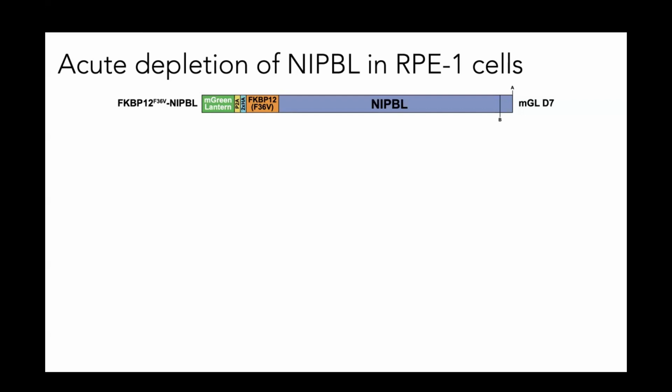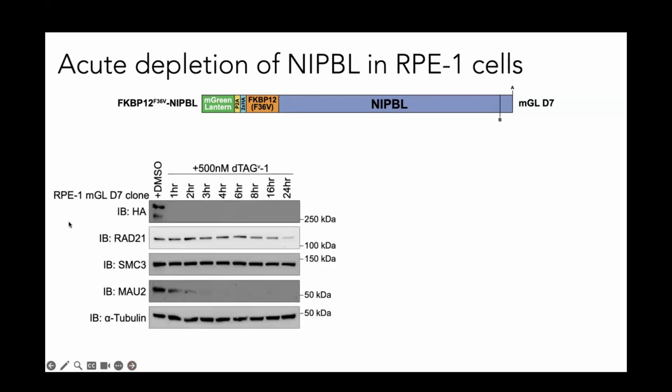And so we put these FKBP12 degron tags onto NIPBL, and what this allows us to do, in just cycling cells, is add these small molecules, in this case DTAG V1, and this will rapidly and fairly completely degrade NIPBL very, very quickly. Within an hour, we see most, if not all, of NIPBL is gone.